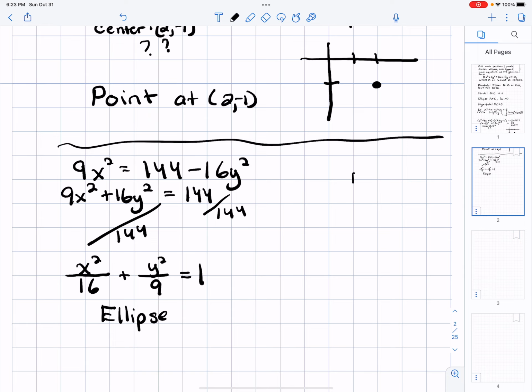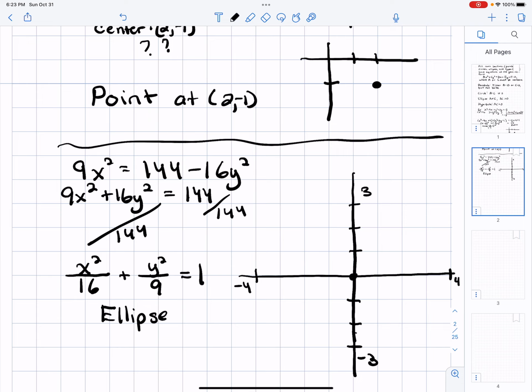So if we want to graph this ellipse, the center's at 0, 0. The horizontal axis is going to have to go out to 4, negative 4, because underneath x squared you have 16, and the square root of that is 4. And then the vertical axis is going to have to go up to 3 and down to negative 3, because if you look underneath the y squared, you have a 9, and the square root of that is 3.